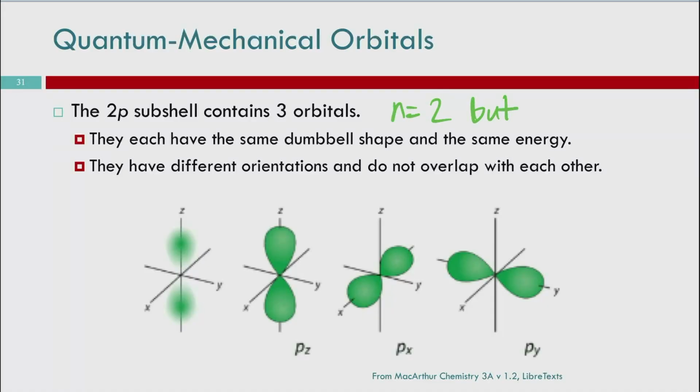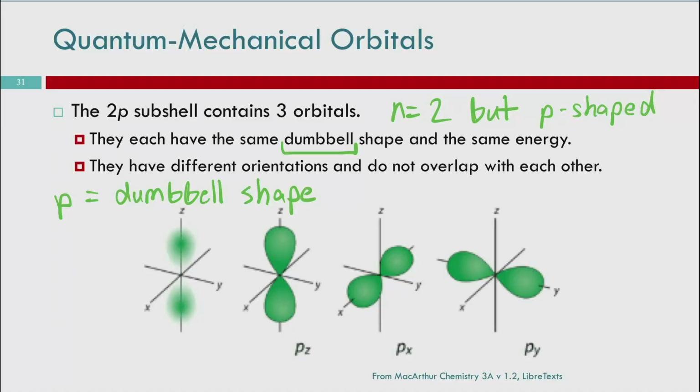So it's still n equals 2, but p-shaped. And it was really nice that S meant spherical. P, unfortunately, doesn't stand for anything, or if it does, I don't remember it. So our p-shaped orbitals have a dumbbell shape. So p is sort of a dumbbell shape.